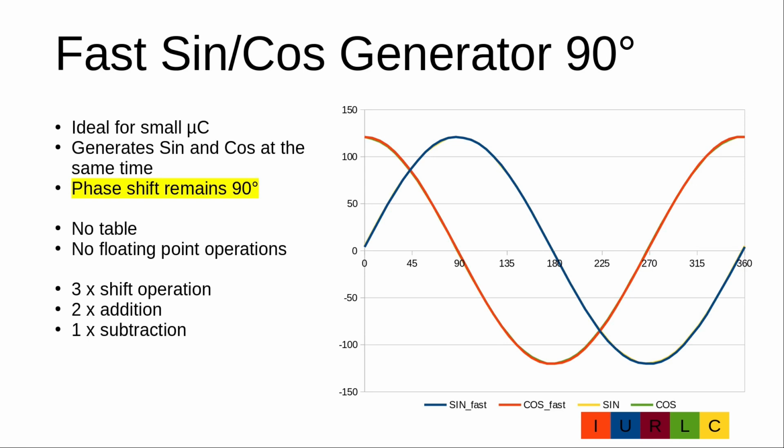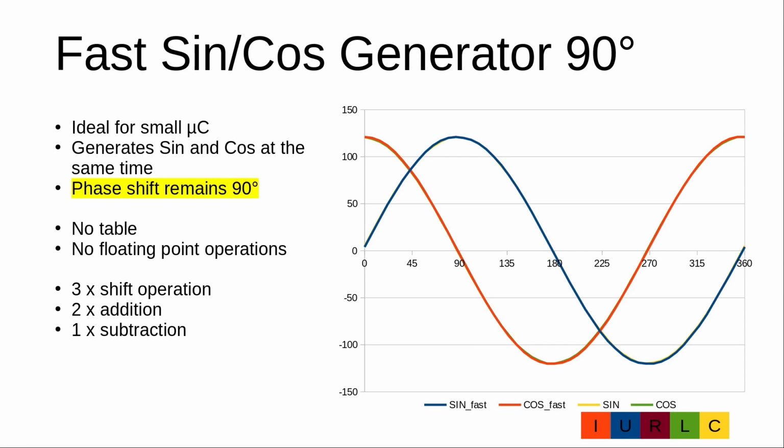Today's video is an addition to the last video. If you haven't seen it, stop the video and look at video 17EN first. With today's extension we will ensure that the phase shift between sine and cosine remains 90 degrees even with bigger step widths. As you can see, the output of the extended algorithm, sine fast and cosine fast, is nearly identical to the original sine and cosine function.